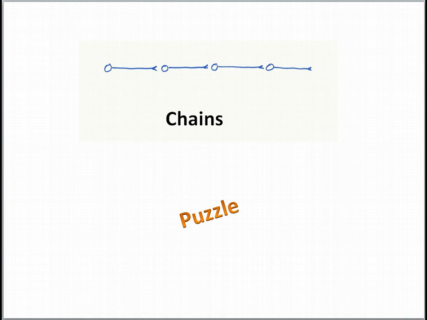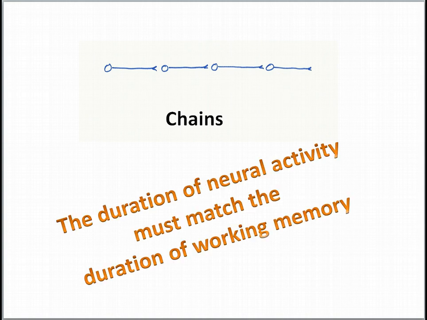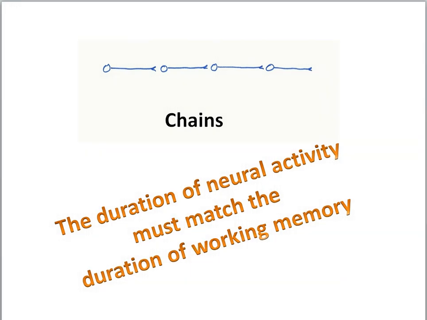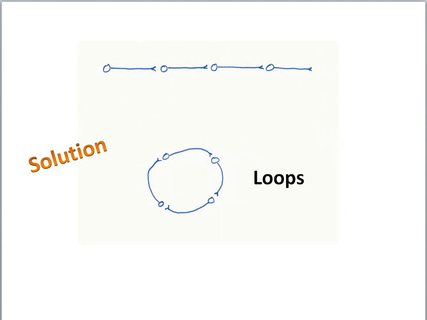Working memory lasts on the order of a few seconds, yet the speed of communication between neurons seems too fast to help us understand that. We must find a way so that the duration of neural activity matches the duration of the working memory. So if it's not chains, what could it be? What about this? Loops of neurons. Notice, this neuron will activate this neuron, and this neuron will electrically excite this neuron and this one, and it'll go round and around and around.